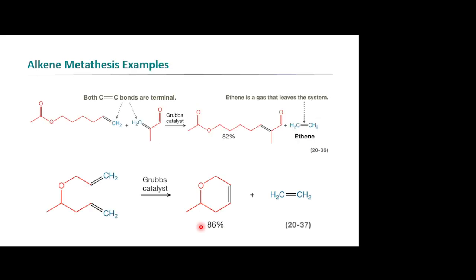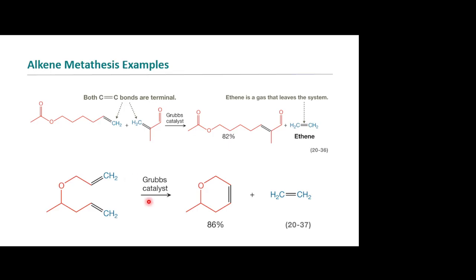Okay, so in this case right here, we're going to have terminal vinylic bonds. And so what we'll see here is these will actually join together, giving us the structure of the red part joined together by a double bond. And then these groups are going to be swapped over, and they'll get us our ethene. Ethene's a gas, so it's actually going to leave this, and that'll drive the reaction forward quite well, and so we will get 82% yield.